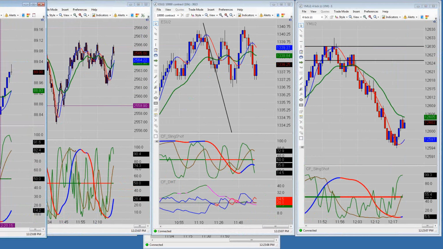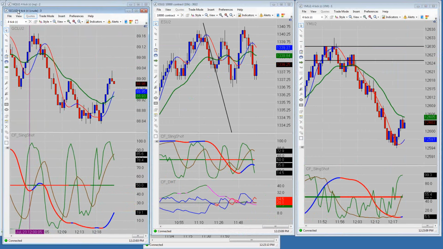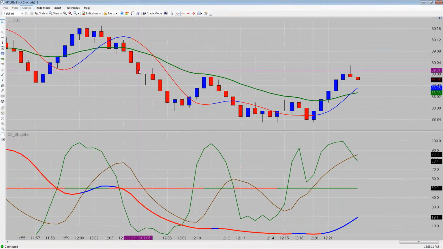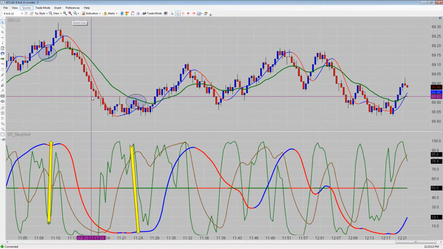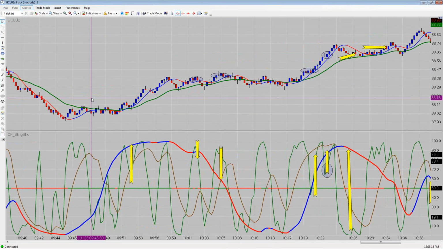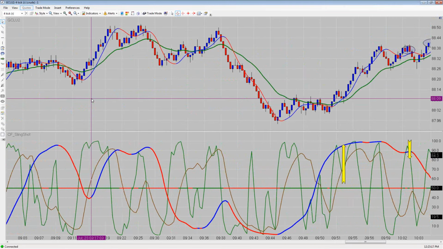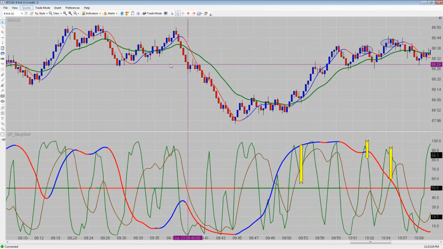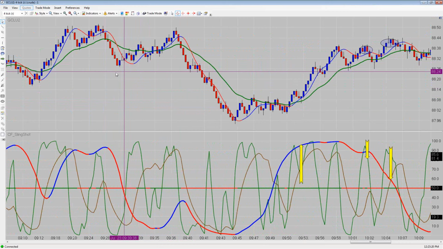Now, let's look at the same exact setup over here on the crude oil. I had 2 trades on crude this morning. One won, one didn't win. There were a bunch more that actually set up, but I wasn't watching crude close enough to actually take the trades. All right, we can start right here.